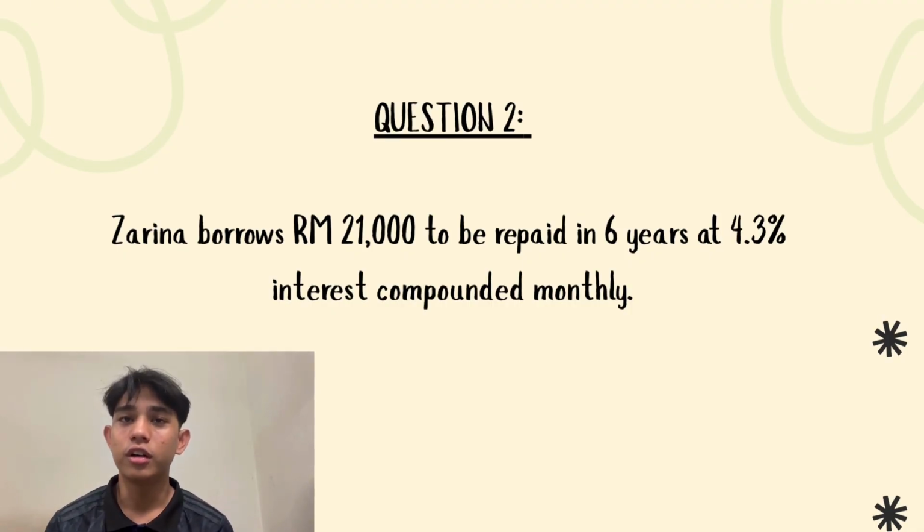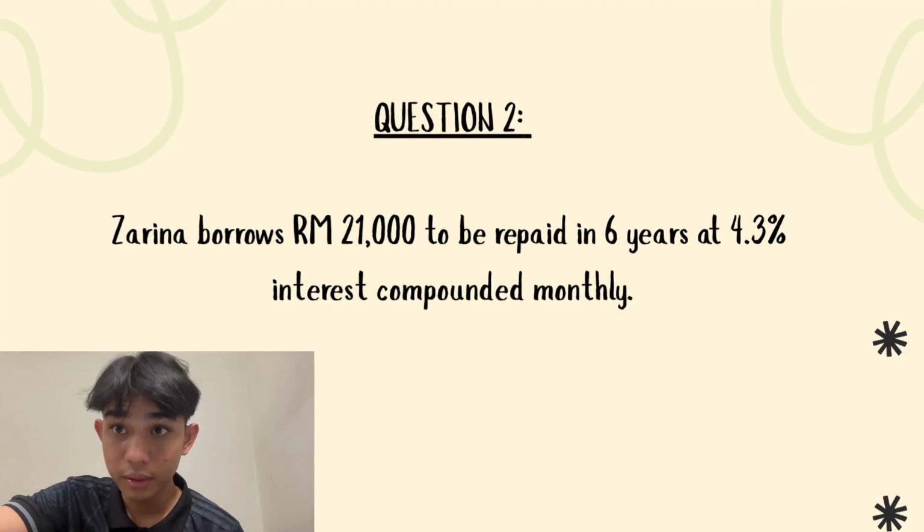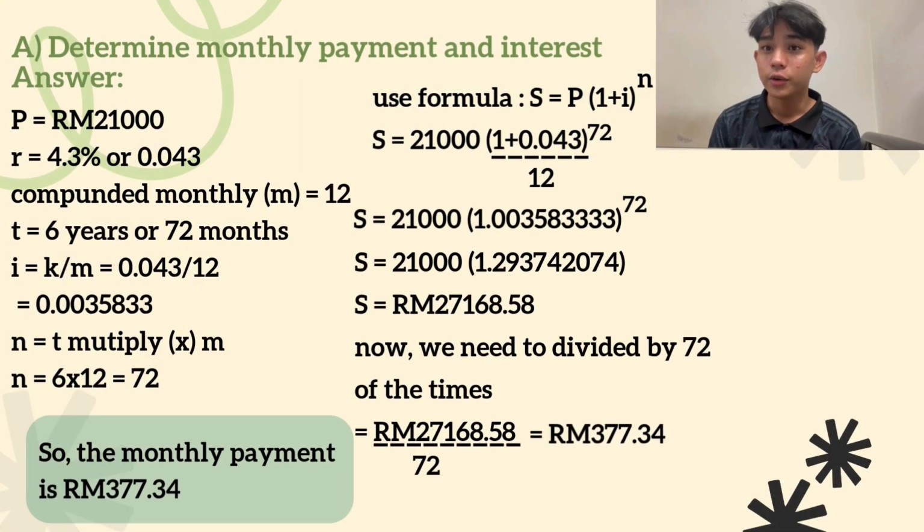The question is, Zarina borrows 21,000 ringgit to be repaid in 6 years at 4.3% interest compounded monthly. I want to explain how to calculate the interest compounded monthly based on the borrowed money. Let's proceed to question A. The question A is to determine the monthly payment and interest.